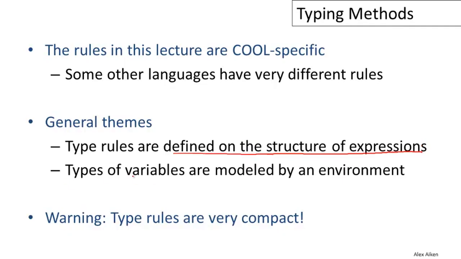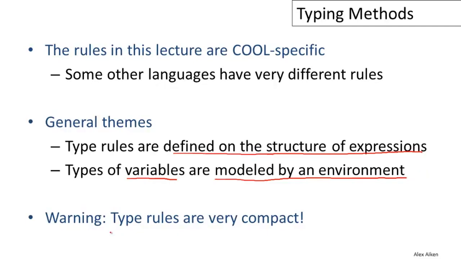And also the types of variables, and more generally any free names in an expression, things like method names, are going to be modeled by an environment. So we're going to have some mapping sitting around that tells us, for any kind of free name in an expression, what assumptions the type rules should make about the types of those names.